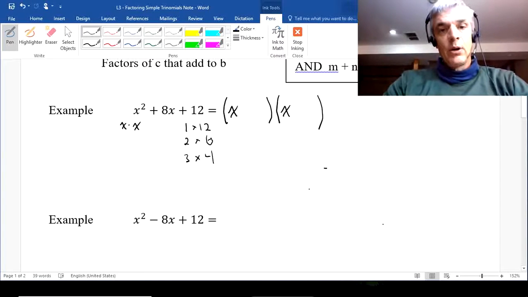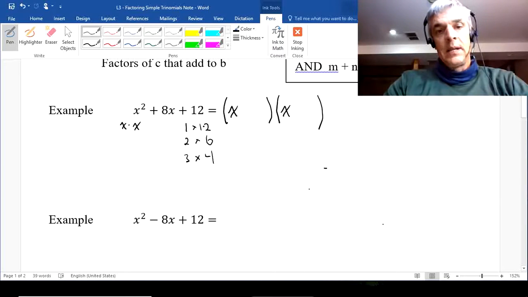Now we have to figure out which one of these is going to work to put the numbers in here such that we can get 8. And because this is a plus sign, we know that this number has to have two numbers that multiply to give us a plus sign. They would either have to be two negatives or two positives. We couldn't get it if one was a positive and one was a negative. So therefore, which one of these adds to give me 8?